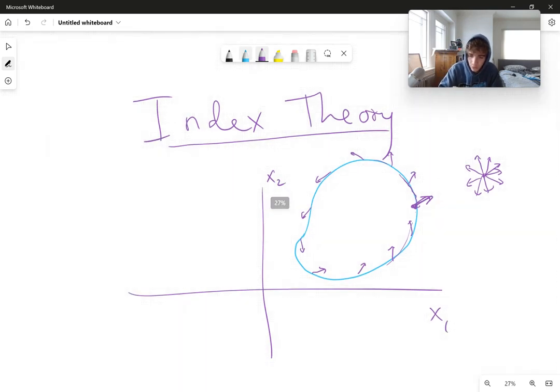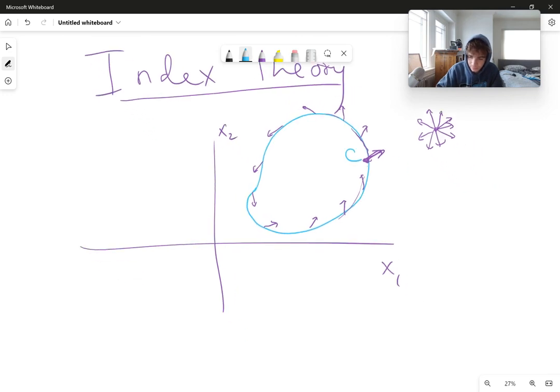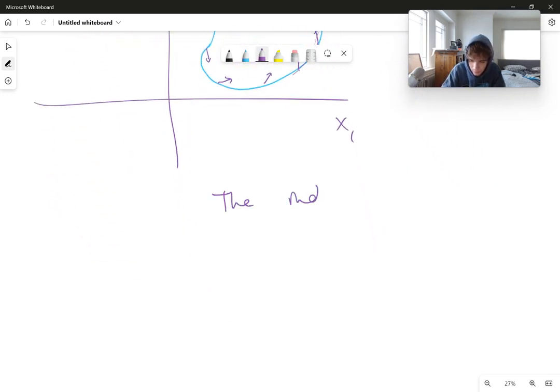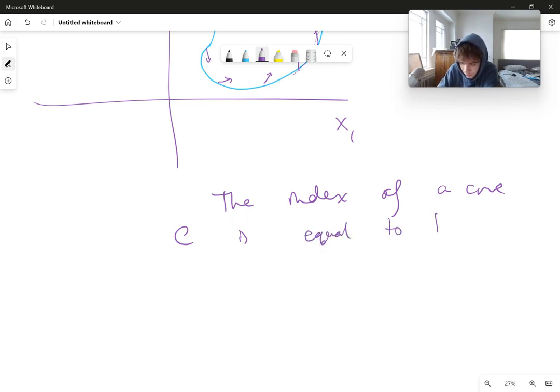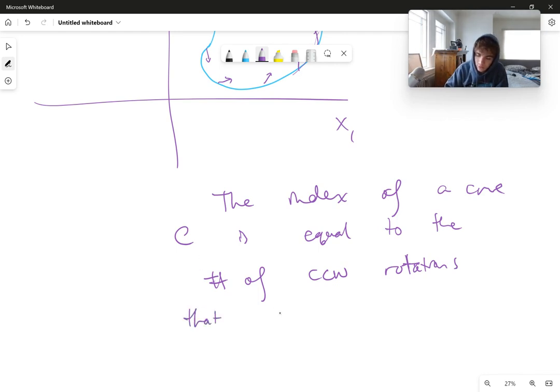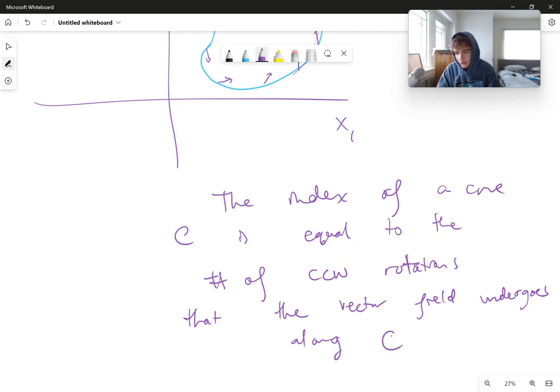Okay, and so more formally, I'll just say that the index of a curve C is equal to the number of counterclockwise rotations, and if it's clockwise, it'll be negative, that the vector field undergoes along C. So this is my kind of qualitative definition, and it's good enough for our purposes.